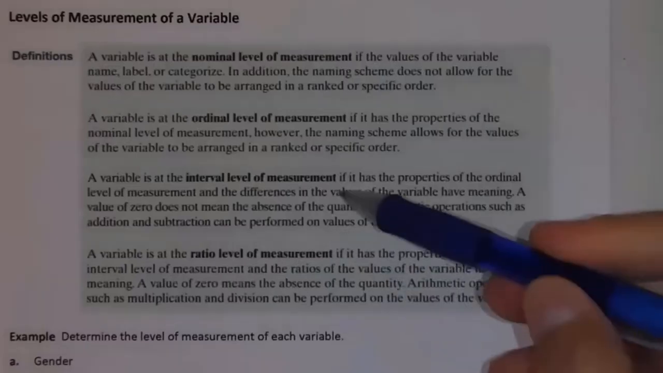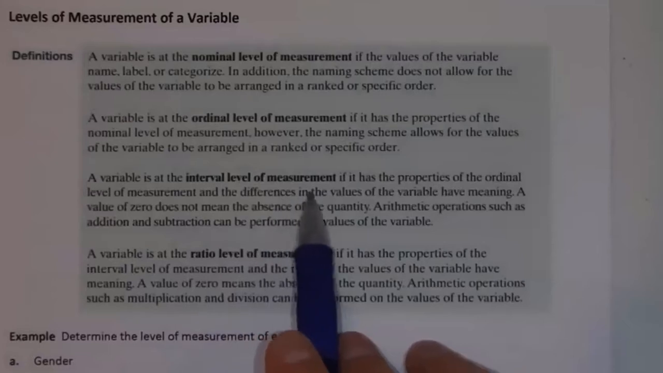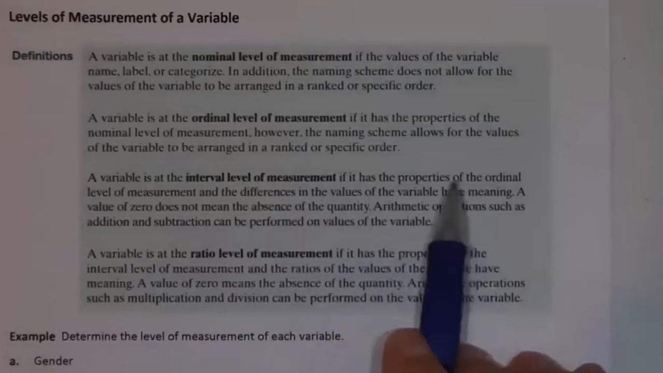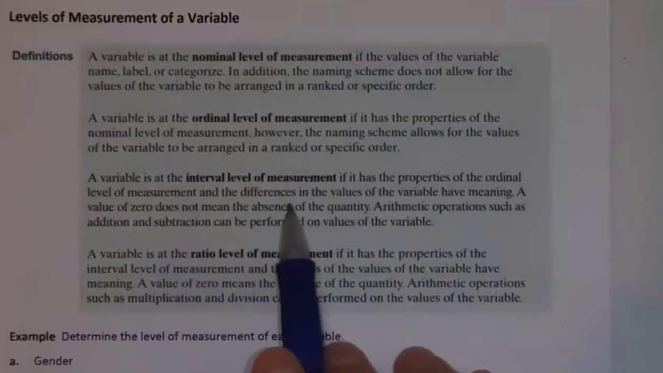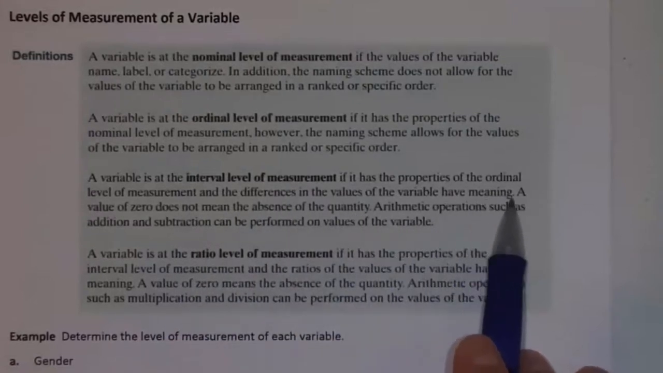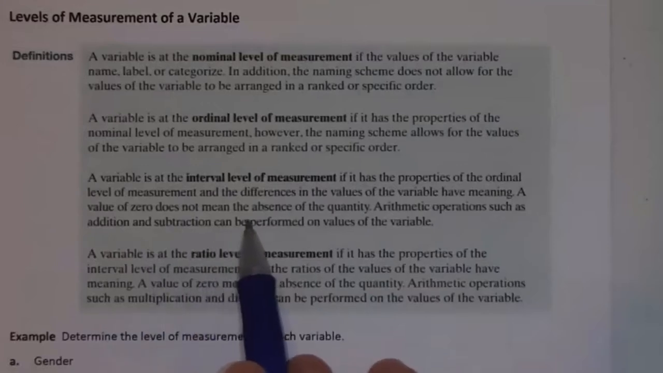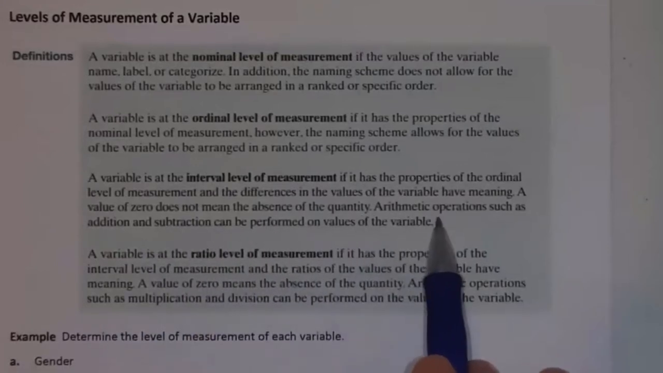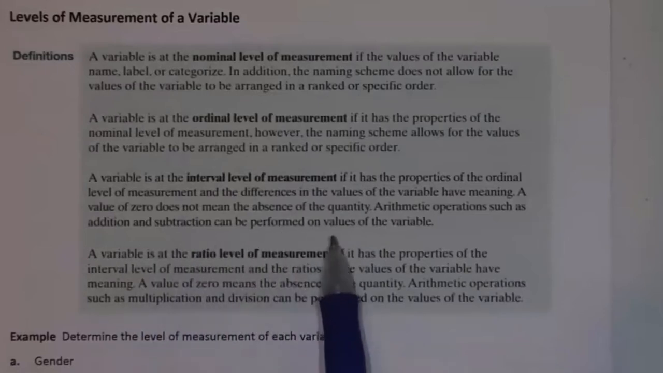So interval and ratio I want to talk about together as well. A variable is at the interval level of measurement if it has the properties of the ordinal level of measurement, so there's an order to it, and the differences in the values of the variables have meaning. A value of 0 does not mean the absence of quantity. Arithmetic operations such as addition and subtraction can be performed on values of the variable.